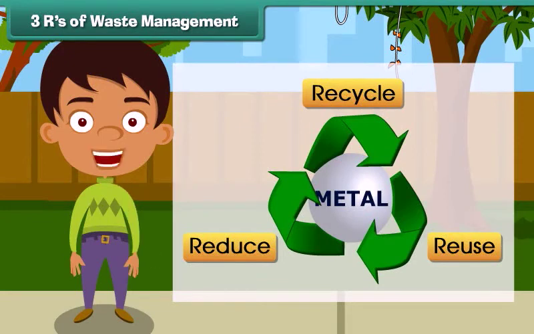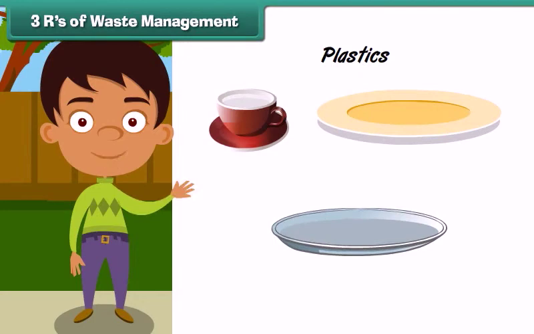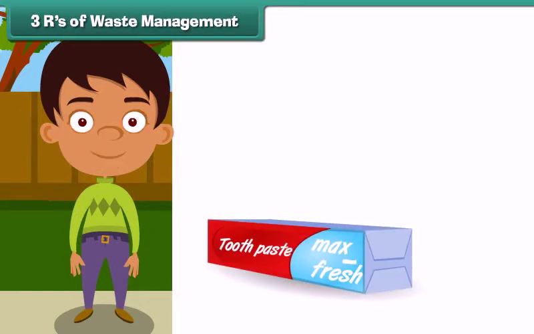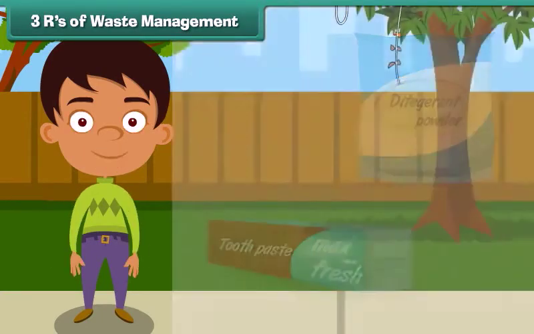The second R stands for reuse. Reuse is to use an item more than once. Plastic cups, plates, and utensils, etc. are usually disposed of after a single use. Instead, we must reuse them after washing. The third R stands for reduce. Reduce is to decrease the use of substances that harm the environment. For example, we must buy larger packs of toothpastes, dishwasher detergents, cereals, etc. and reduce the quantity of packaging material.